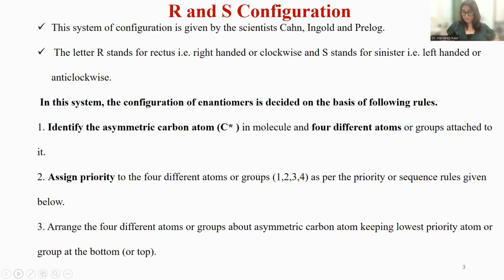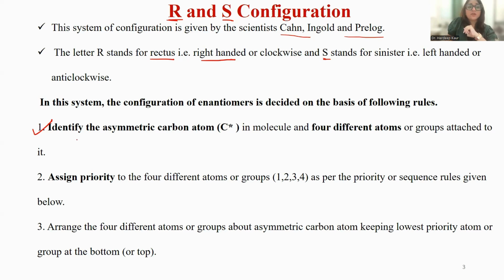This configuration was given by scientists like Cahn, Ingold, and Prelog. Here, I was talking about R and S. This letter R means rectus, and it is right-handed, meaning clockwise direction. But in the case of S, that is sinister, that is left-handed and anti-clockwise direction. What are we talking about? What is left and what is right? So we will talk about how we get to know that it is an R configuration or S. For this, some rules are there. That rules we will discuss one by one.